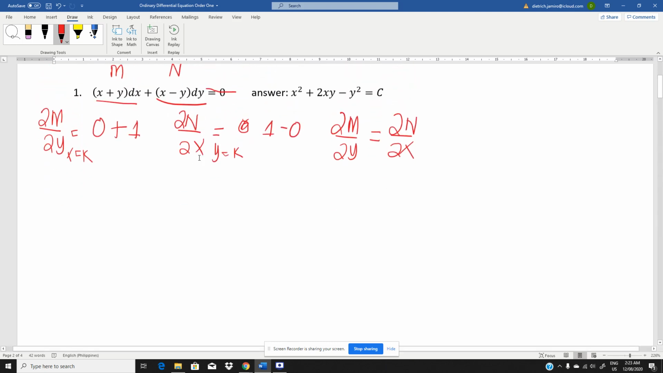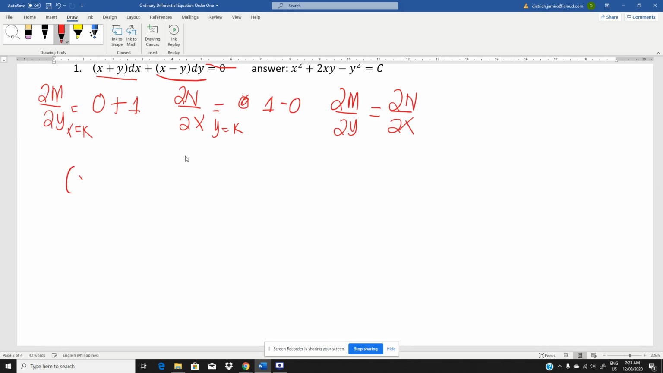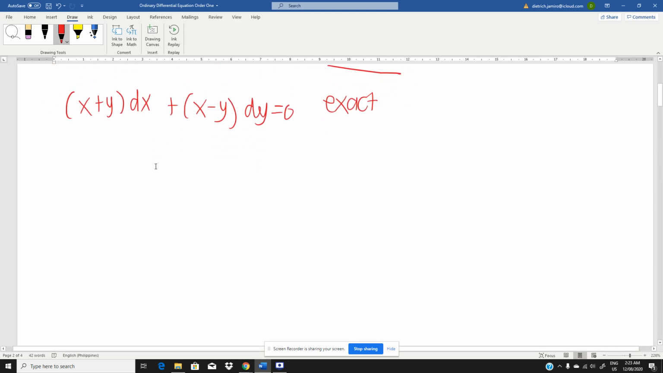I'll just rewrite it first: the quantity x plus y dx plus x minus y dy is equal to 0. We know that this equation is exact, considering the partial derivatives. Then we'll integrate this one where y is a constant, and on the other term we will integrate where only pure y is to be integrated.